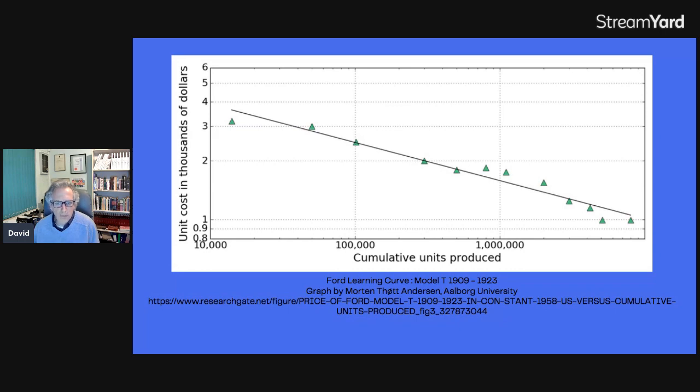So the learning curve must be applicable everywhere. Must be applicable in renewable energy, in computers, in cars, in food, it must be applicable in water. You know, with the shortages of water in Cape Town, the dams that we have can only supply 600 million liters of water a day.